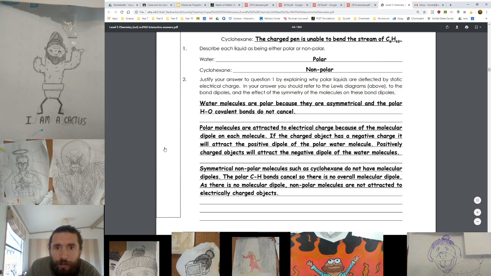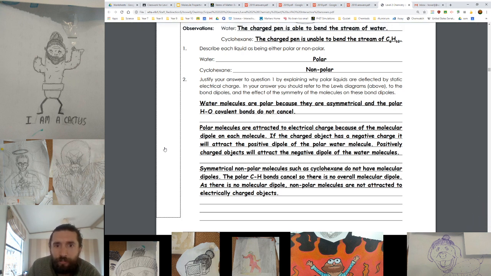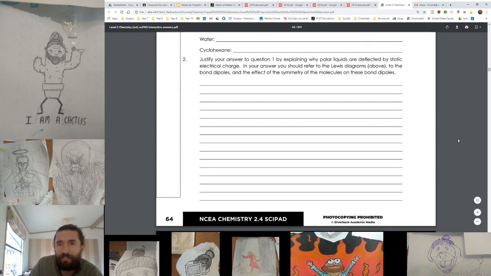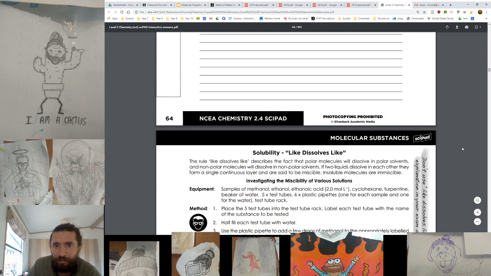So polar molecules are attracted to electrical charge because of the molecular dipole. If the charged object has a negative charge, it will attract the positive part of the water molecule, while positively charged objects will attract the negative part of the water molecule. While symmetrical molecules don't have a dipole, so it's not going to be attracted to the charged pen. That's quite a difficult experiment or question.